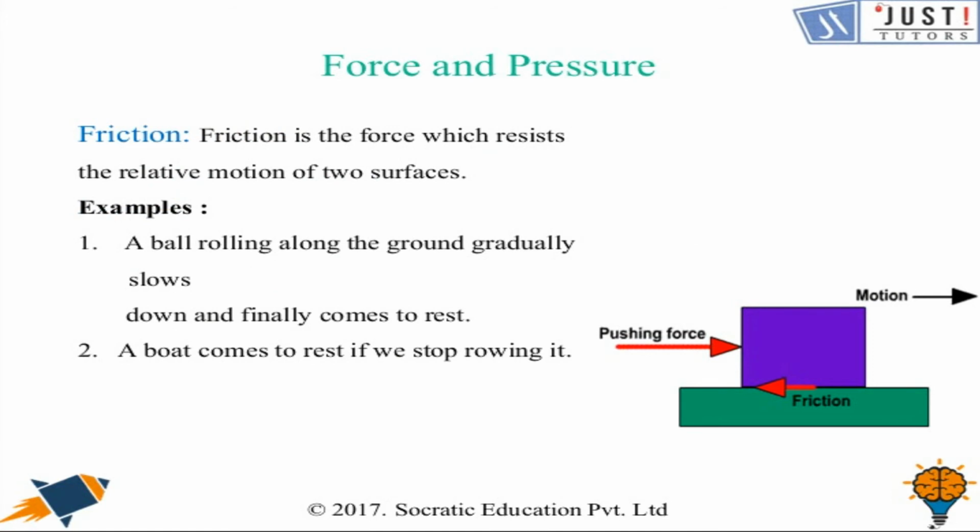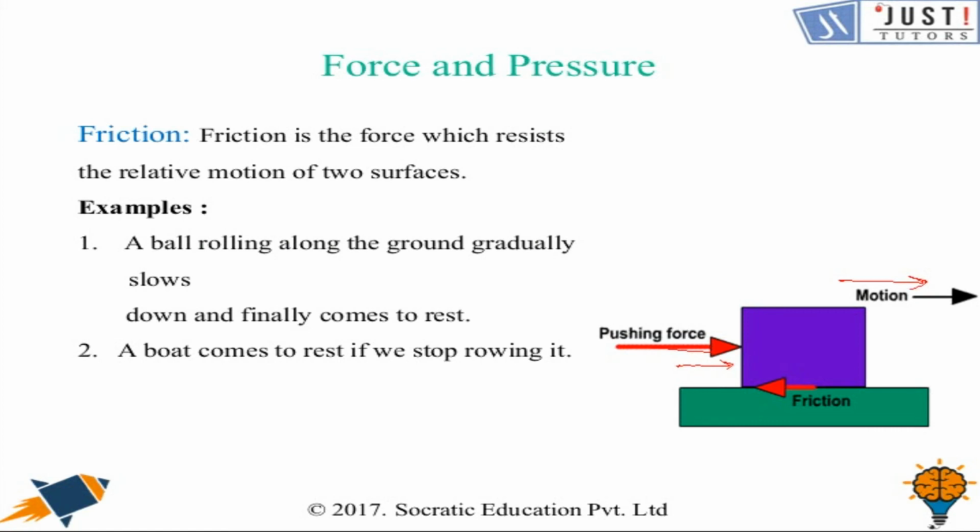Now friction. The force resisting the relative motion of two solid surfaces that are in contact with each other is the force of friction. So we can say friction is a force which resists the relative motion of two surfaces. For example, if you push a box which is in contact with the ground as shown in the diagram, you can see this is the pushing force. I am pushing the box from this side, so the motion will take place in the same direction. The box started moving in the same direction as the applied force.